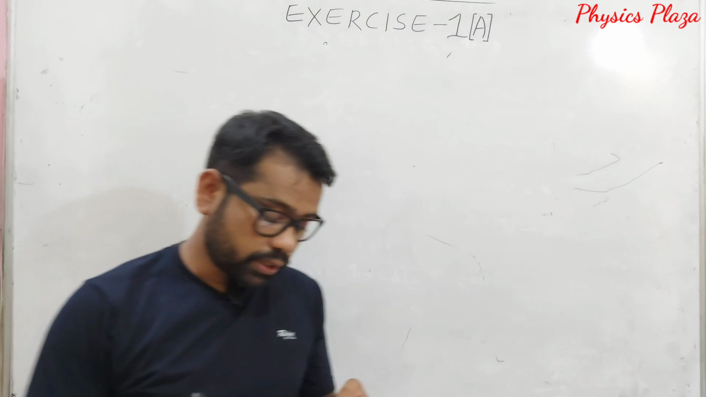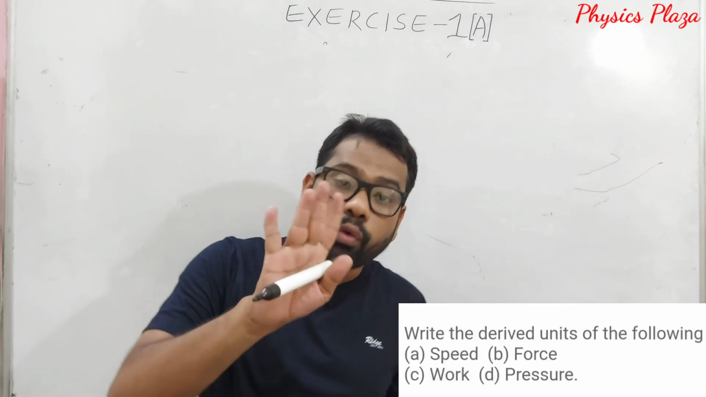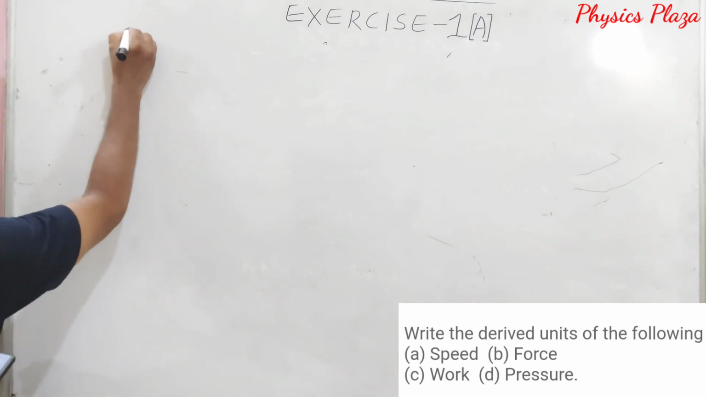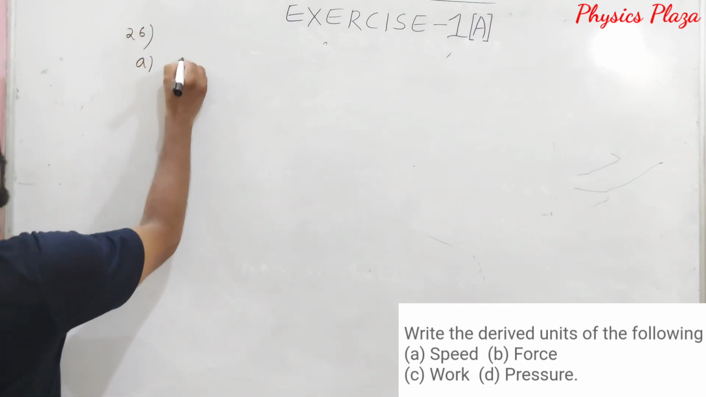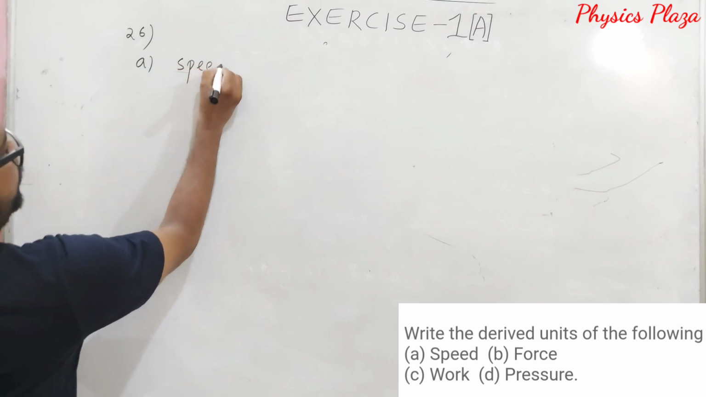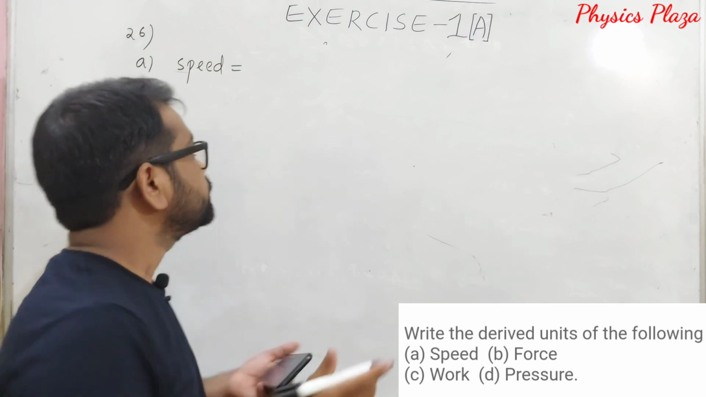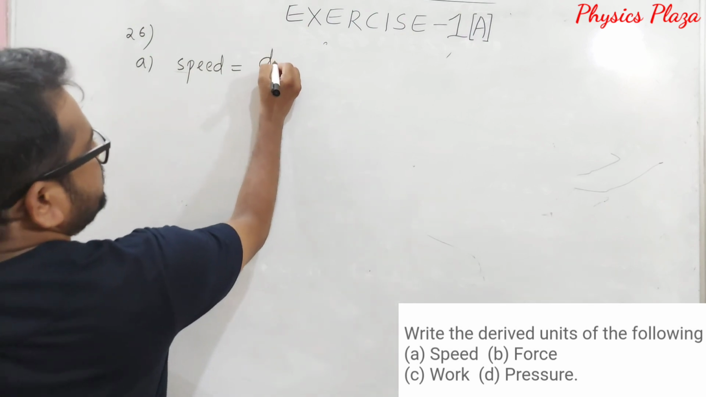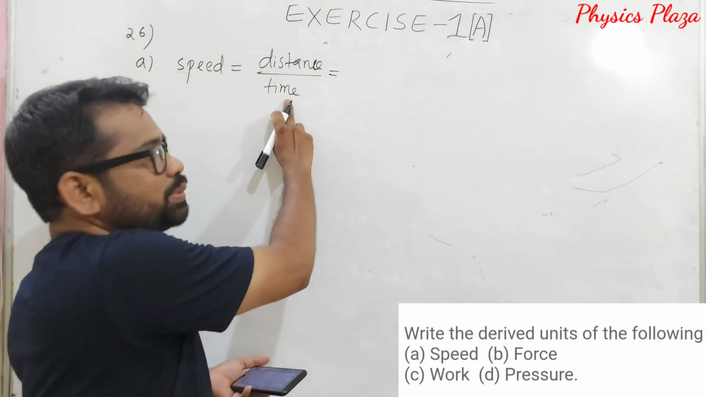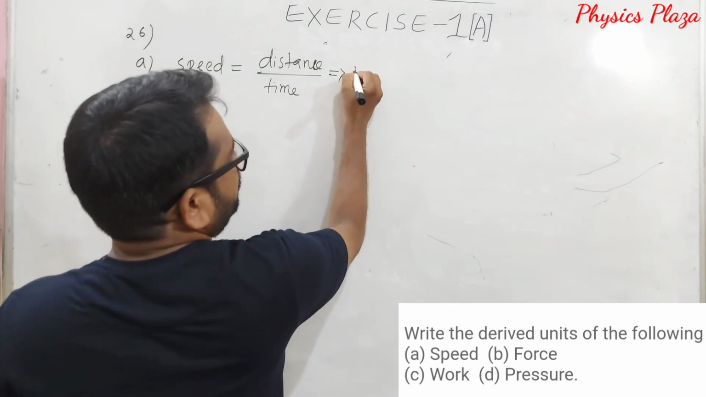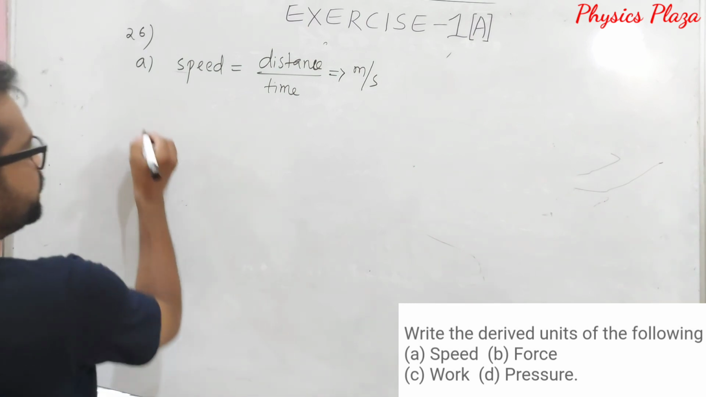It's very, very important. Write the derived units of the following quantities. Here 4 quantities are given. Question number 26A. First one is speed, dear children. If you want to write the derived units, first you should know the formula. Speed is equal to distance by time. This is nothing but length only. Length is measured in meter, time is measured in second. So its unit is meter per second. That is how we have to write.